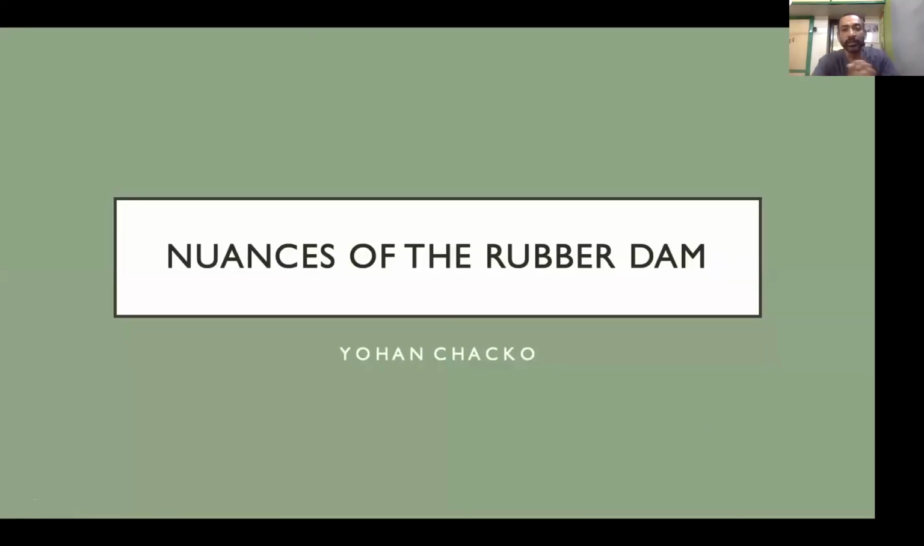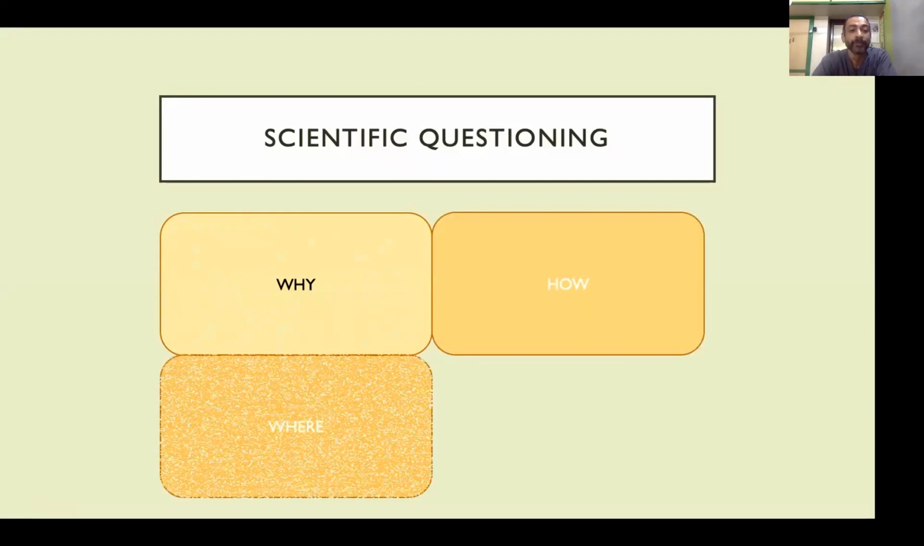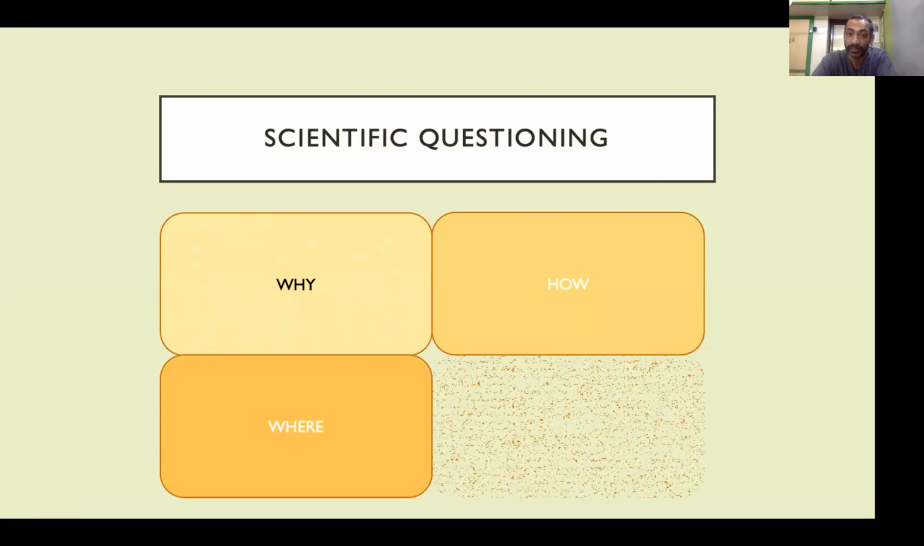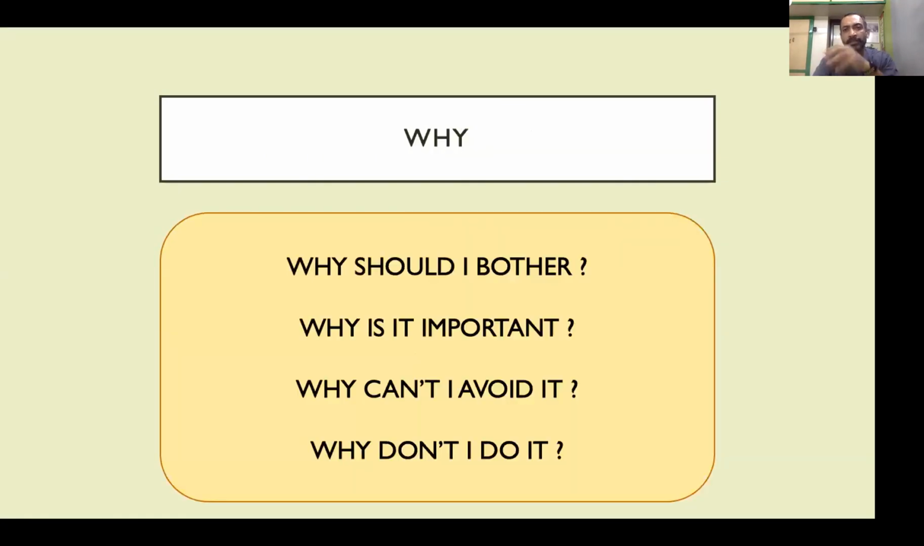So we'll start with the nuances of the rubber dam. When you are learning anything new for the first time, you have to follow a method of scientific questioning. Scientific questioning is basically you ask, why should I do this? How should I do this? Where can I use this? And when should I start, or when is it applicable? These are the 4 questions that come under scientific questioning that you have to apply to everything new that you learn every day. So let's apply this to rubber dams.